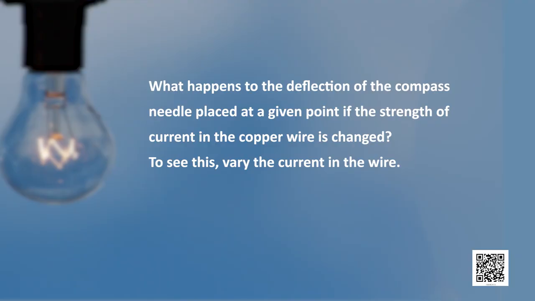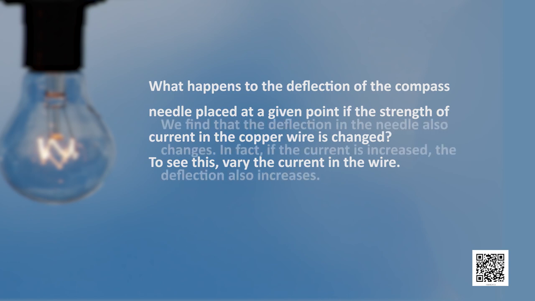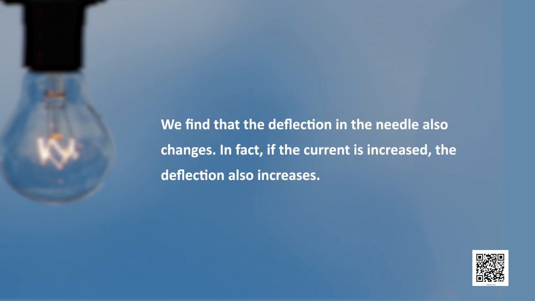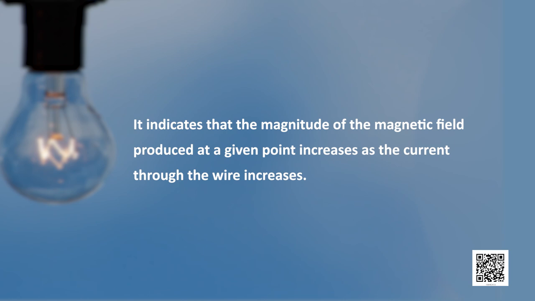What happens to the deflection of compass needle placed at a given point if the strength of current in the copper wire is changed? To see this, you can even vary the current in the wire. We find that the deflection in the needle also changes. In fact, if the current is increased, the deflection increases, and when the current is decreased, the deflection decreases. It indicates that magnitude of magnetic field produced at a given point increases as the current through the wire increases.